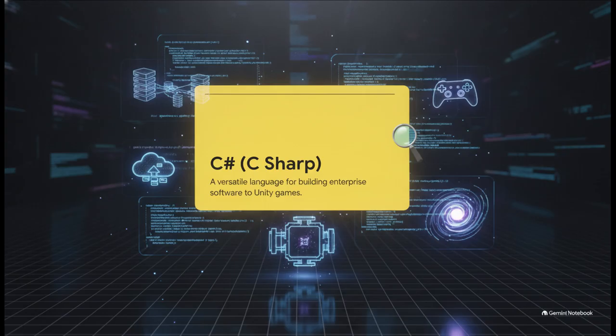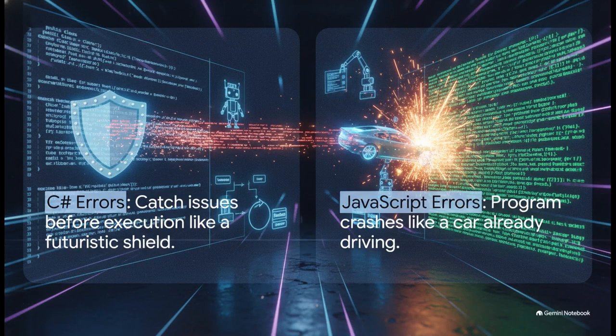It gives us this strict, super robust environment to build our software. And you know, C# strictness, it's honestly a superpower. Think about languages like JavaScript that rely on runtime checks. With those, the code executes until it literally hits a wall and crashes, like a car that's already driving down the highway. C#, on the other hand, catches errors at compile time. Before your program even gets the chance to run, the compiler steps in like a futuristic safety shield. It checks for syntax issues and type mismatches, basically stopping the crash before you even turn the key.